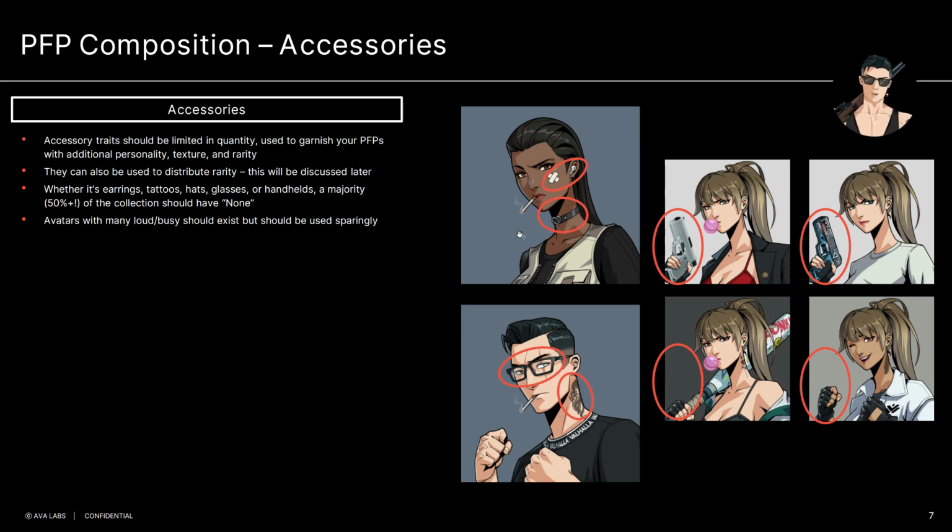So next, we'll finally get into the accessories. These you want to use sparingly, so they can be offhands, weapons held in the hand, neck traits, necklaces, facial accessories, bandages, headphones, the bubble gum, and so on. So these can and should exist in your collection, but they should be used to garnish your PFPs to add additional personality, texture, or rarity across the collection.